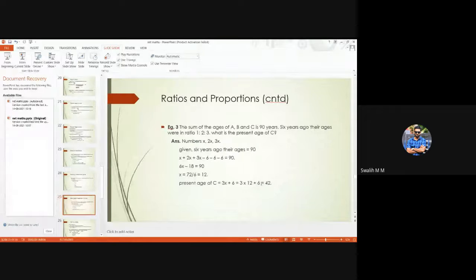Got it? See, six years ago their ratio was 1:2:3. So the x, 2x and 3x are in terms of six years ago. And the total age is 90. So, we add this.